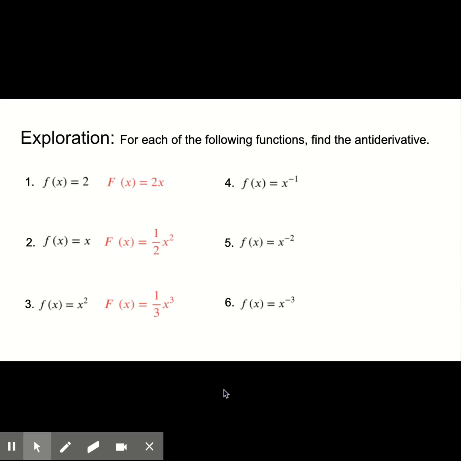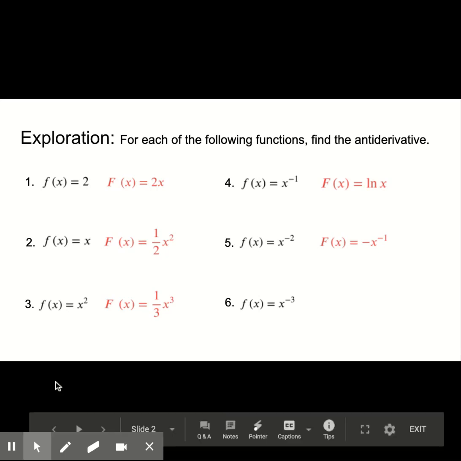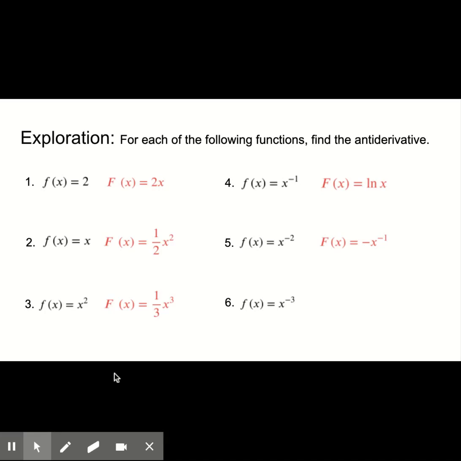The answer to number 4, lowercase f of x equals x to the negative 1, is capital F of x equals the natural log of x. The answer to number 5, lowercase f of x equals x to the negative 2, is capital F of x equals negative x to the negative 1. The answer to number 6, lowercase f of x equals x to the negative 3, is capital F of x equals negative 1/2 x to the negative 2.